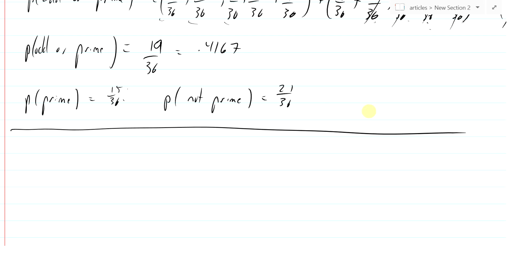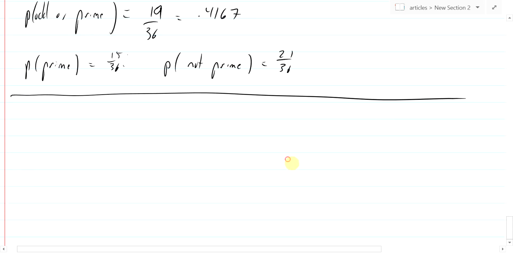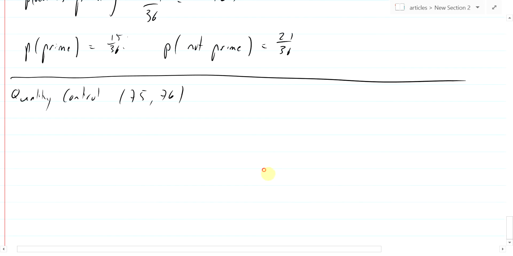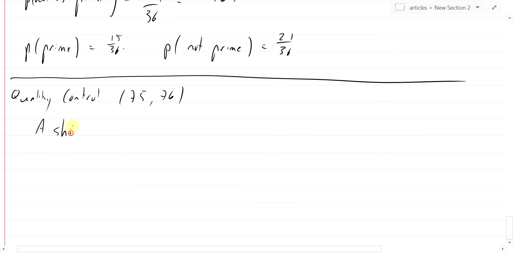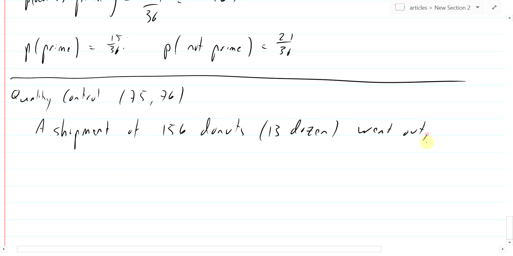And last example is a quality control problem. This is like problem 75 and 76. So, a shipment of 13 dozen donuts, that's 13 dozen, are shipped out. So the shipment went out, but 8 were defective.